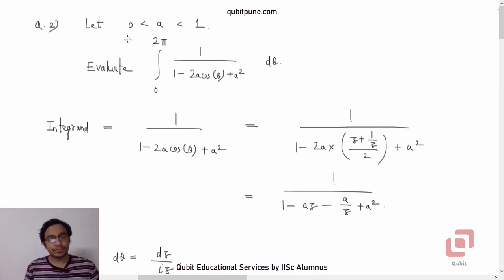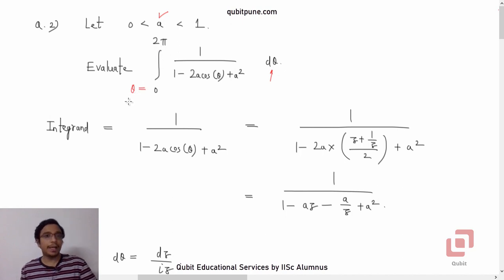Question 2. Let a be any real number between 0 and 1. Evaluate the integral of the function 1 upon 1 minus 2a cos theta plus a squared with respect to theta, and the limits on theta are 0 to 2 pi.